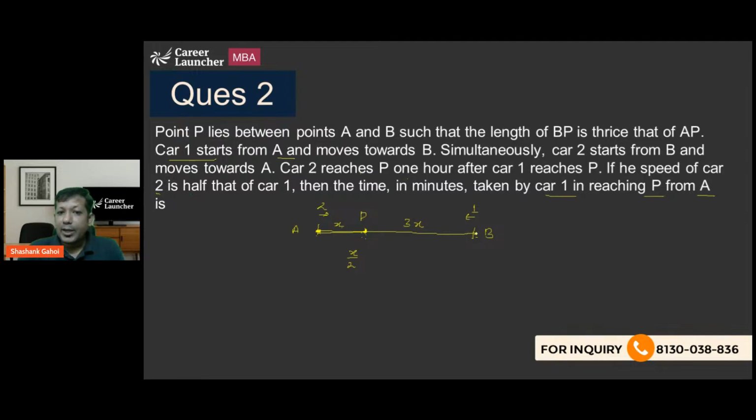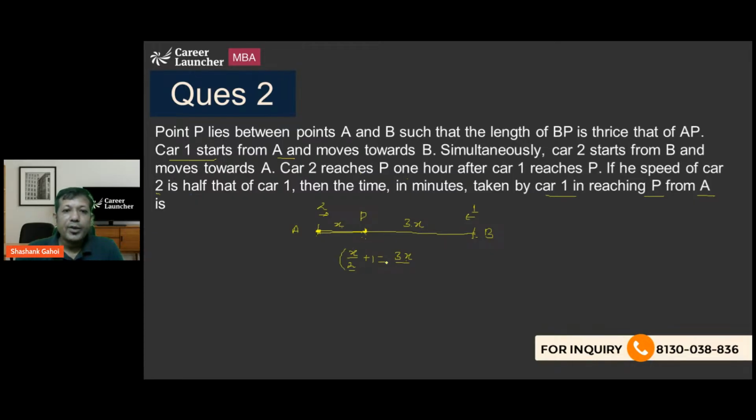What is the time taken by car B from here to here? That is going to be 3x upon 1, that is going to be 3x. Okay, so basically car B is taking 3x time, car 1 is going to take this much time, and this time is 1 hour more than this time.